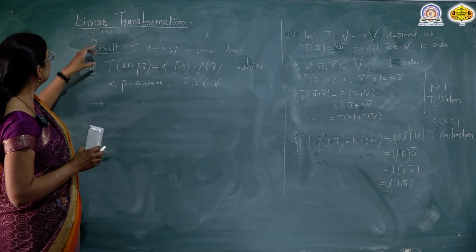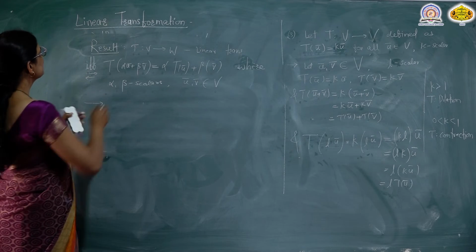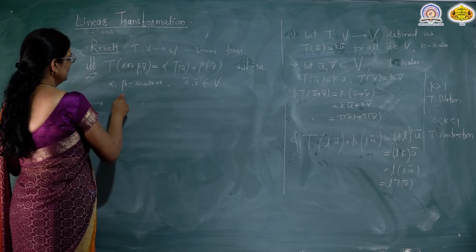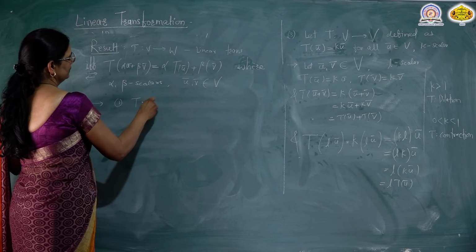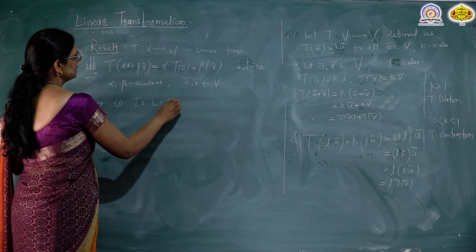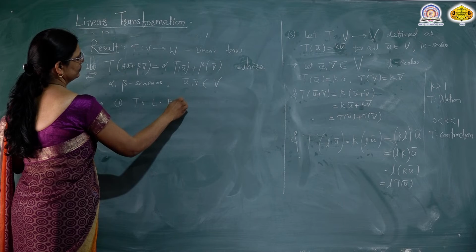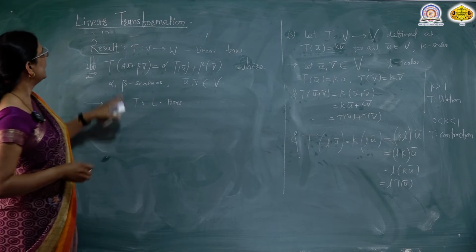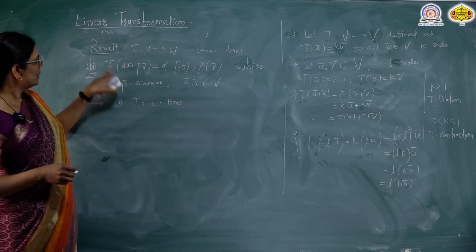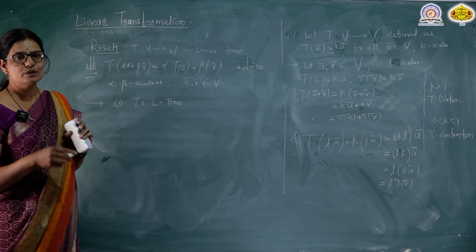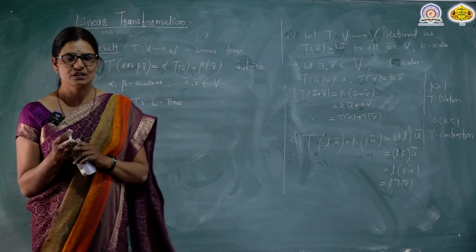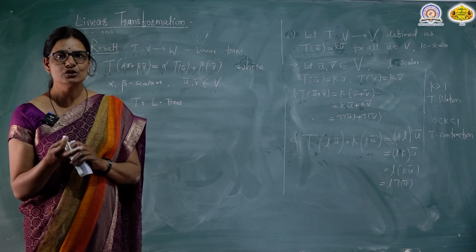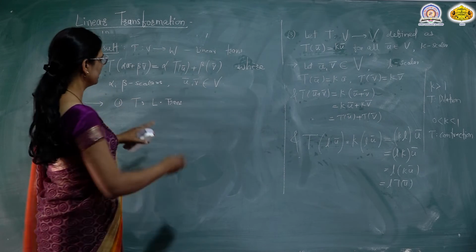So now let us consider the first part. Suppose T is a linear transformation. In the first part, the given thing is T is a linear transformation and we want to prove this one. Since T is a linear transformation, there are two properties of linear transformation. First, it preserves the addition and it preserves the scalar multiplication.